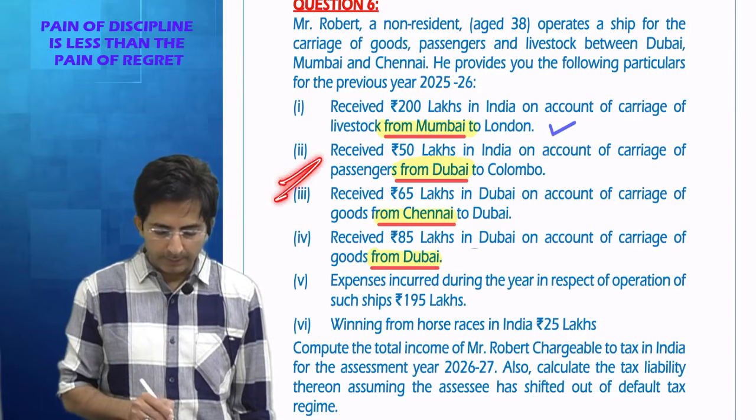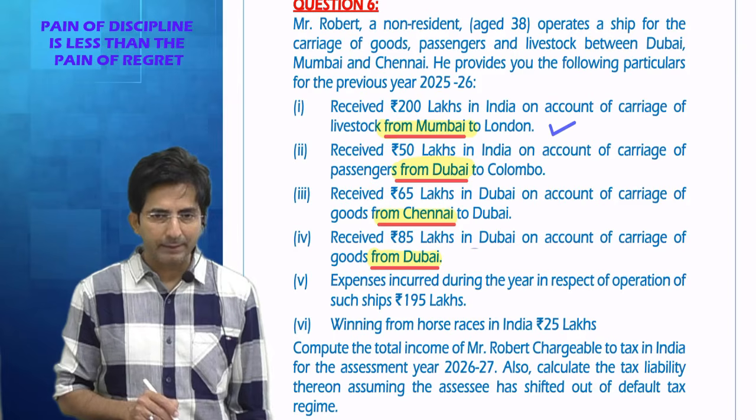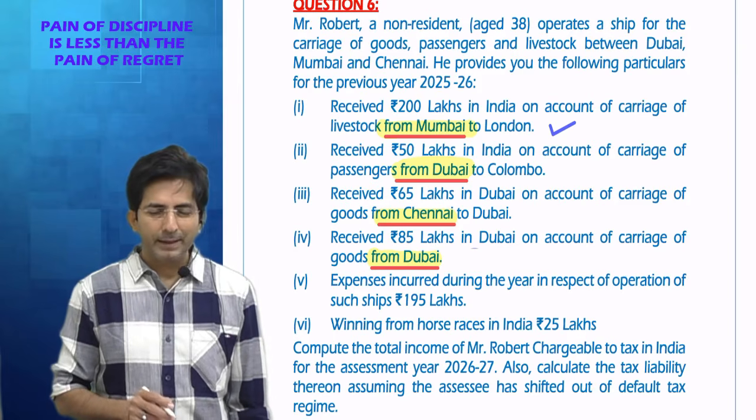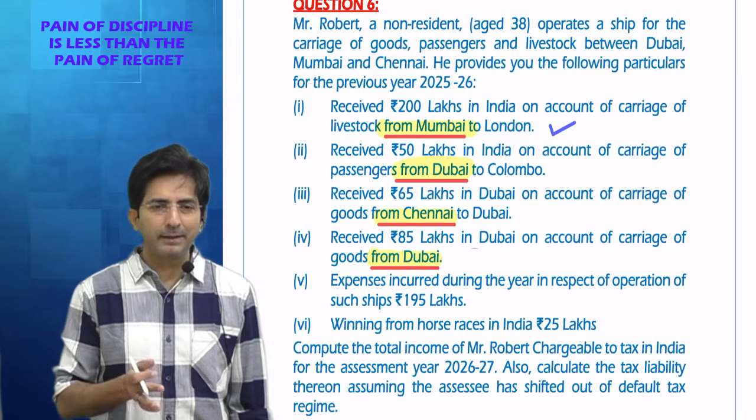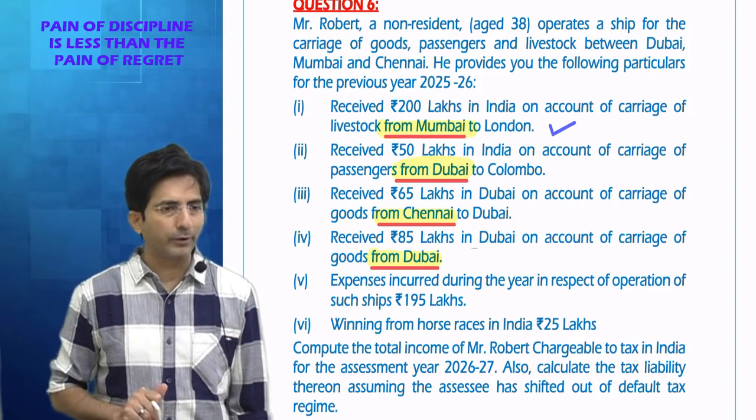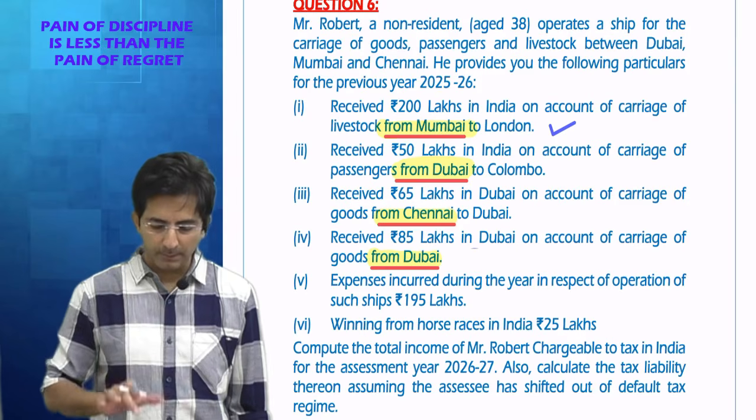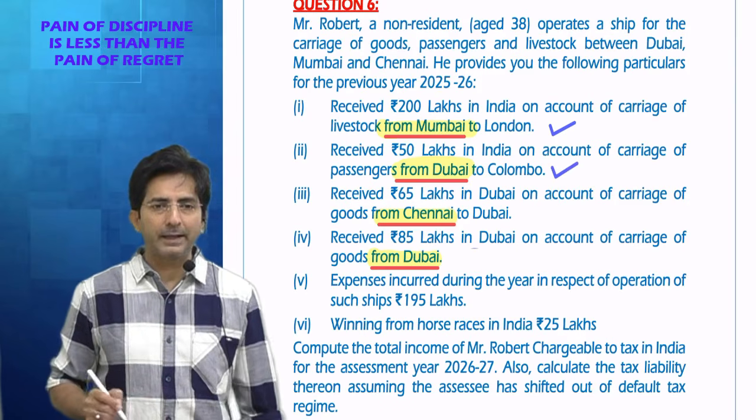Then what is the second point? Received 50 lakhs in India. So received is in India. And technically once received in India, just move fast to the next point. In exam you have to rush up, na? Received in India means definitely I will take.